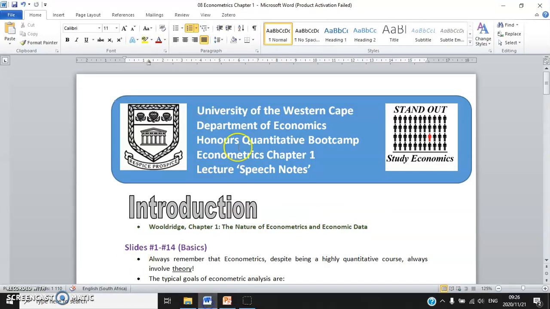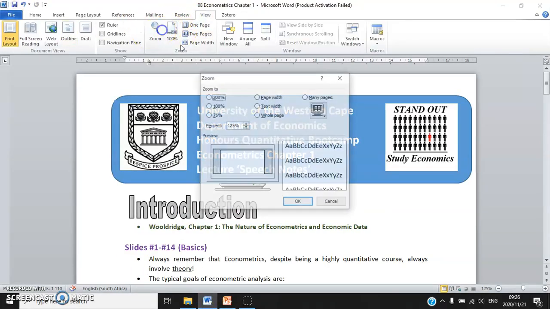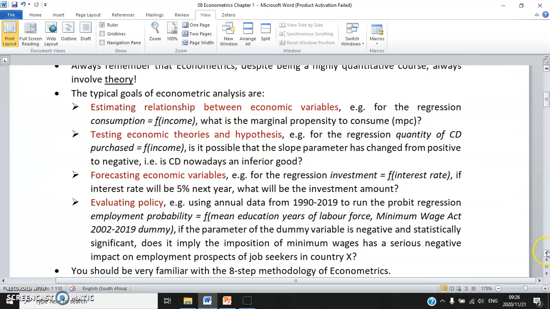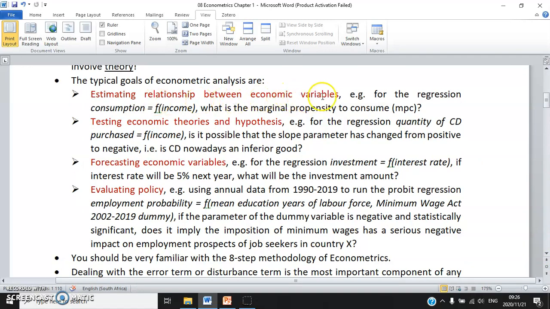Okay, so now let's go to the study guide. I think I can zoom that out a bit. First goal: to estimate the relationship between the economic variables, and then I have an example. Consumption as a function of income, so we want to know the relationship between income and consumption. Most likely a positive relationship because the higher the income, the higher the consumption. But I specifically want to focus on the marginal propensity to consume, which is your slope parameter, how small or how big it is. Although we already know the range of MPCs is between 0 and 1. So this is the first goal: estimate relationship between economic variables.